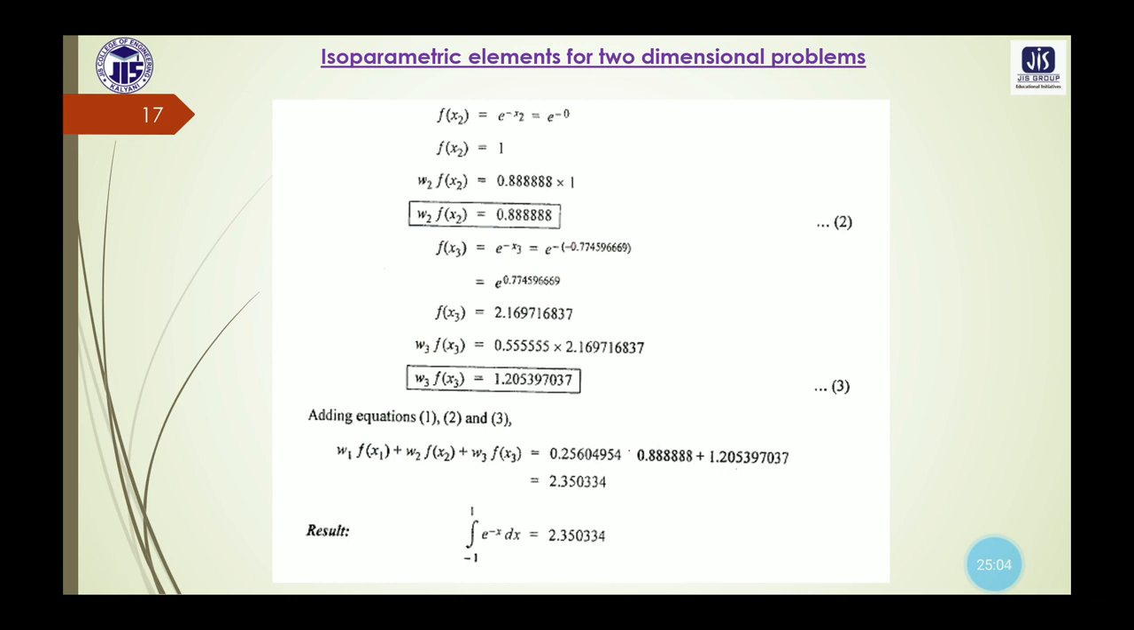Now to find the final value of this integral, we need to add these three different equations. It is w1 fx1 plus w2 fx2 plus w3 fx3, which is equal to 2.350. So this is the final result of this given integral. We can also verify this by performing the simple integration for this e to the power x within the limit minus 1 to 1.